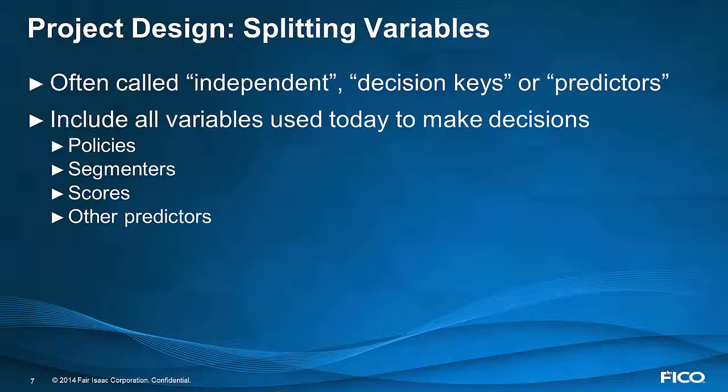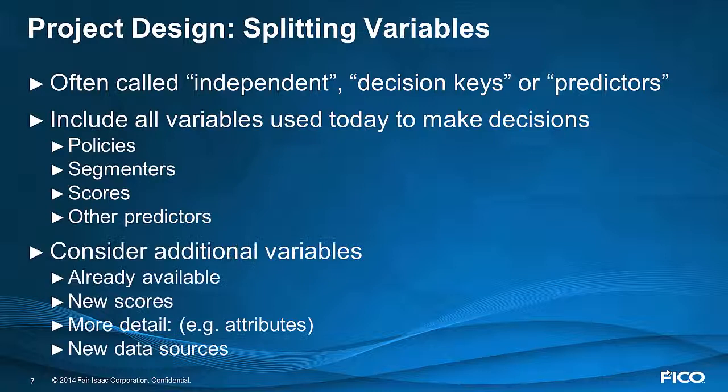In terms of predictive information, these are often called independent variables, decision keys, or predictors, so I'll use the term predictors. You'll want to include all the variables that you use today to make decisions, all of your policy rules, other segmenters that might be of interest such as region or portfolio, all of the scores that you're currently using or thinking about using, and then other predictors that might be available. In addition to what you're already using today, think about what else is available and already implemented on your system. That would be the easiest and cheapest thing to implement.